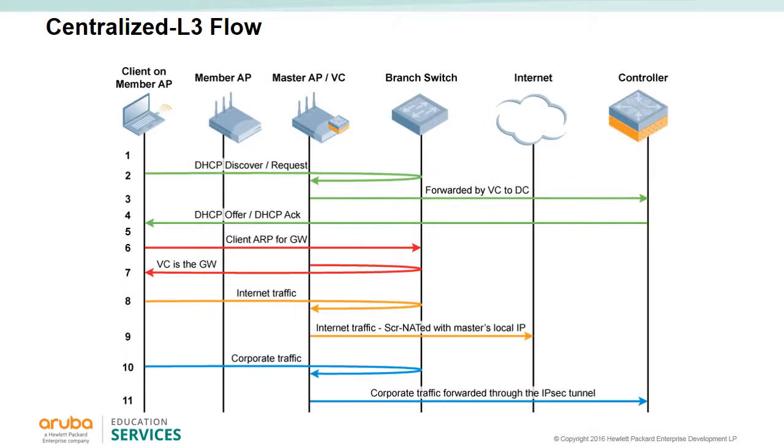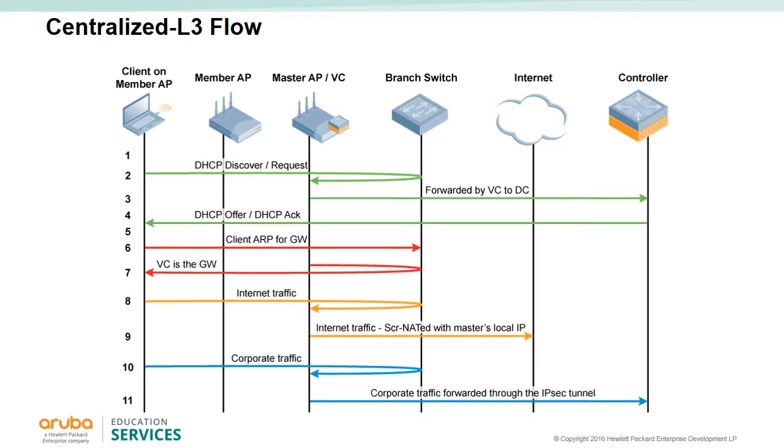Centralized L3 mode. A client issues a DHCP request that is forwarded to the corporate network by the VC. The client gets an IP address from the corporate server, and the default gateway is the virtual controller. All internet traffic is source NATed to the master VC's local IP address. The IP cluster is an L3 extension of your corporate address space.